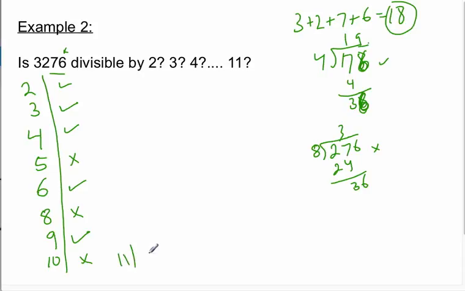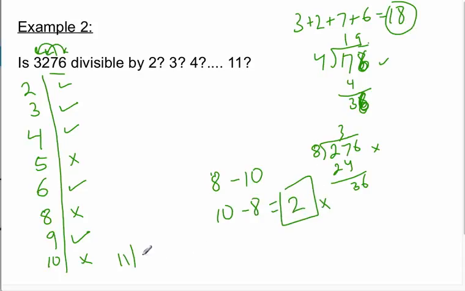And then divisibility by 11. We need to add these numbers and these numbers together and then subtract. So we're going to have 8 subtract 10 or 10 subtract 8. Either way, you're going to get 2. And is 2 divisible by 11? Nope. So this number 3,276 is not divisible by 11.